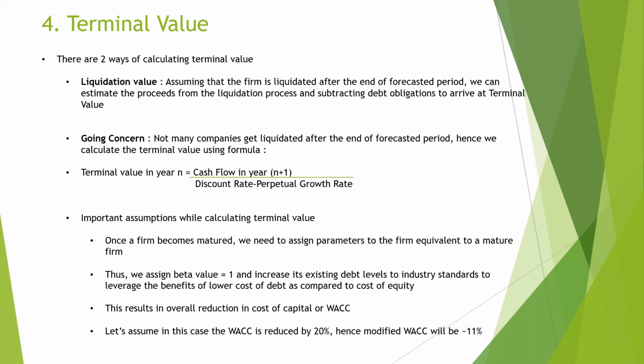So basically, as I have written in the terminal value concept, there are two ways of calculating terminal value. One is the liquidation value, and the second is that if the company doesn't get liquidated and goes on, in that case we calculate it as a going concern value. Just to read it out: liquidation value means that the firm is liquidated after the end of the forecasted period, and then we can estimate the proceeds from the liquidation process and subtract debt obligations, if any, to arrive at the terminal value. So basically we are selling off the assets and liquidating the company, and after honoring all the debt obligations that we have, we can arrive at the terminal value of a company, right?